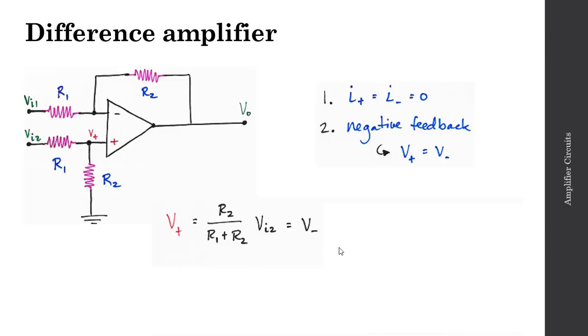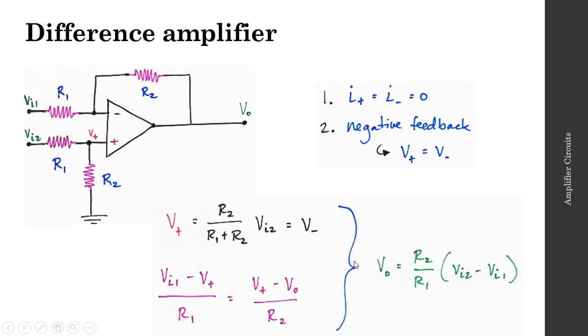times VI2. KCL then tells me, Kirchhoff tells me, that the current through this path is going to be equal to the current through this path, because we've defined here that the input current I minus is 0. So this current will be equal to this current. As a result, I can write that as VI1 minus V plus, all divided by R1, is equal to V plus minus V out, all divided by R2.